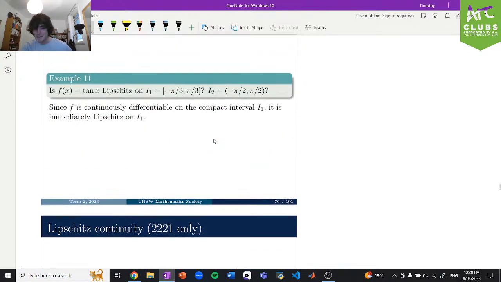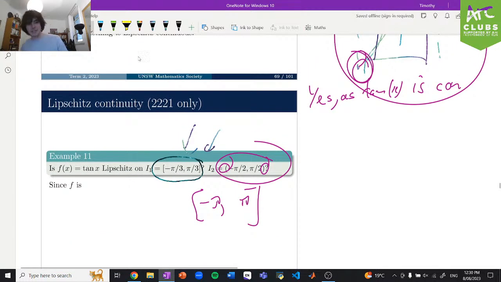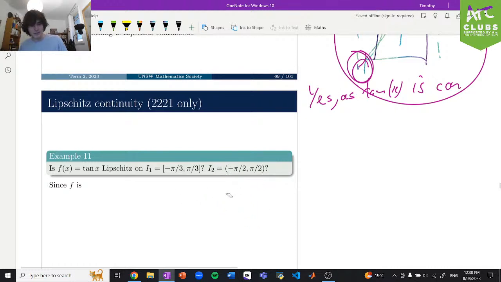So then the next question you might have is, how do we actually figure out what the Lipschitz constant is, especially for this region here? So we know it's Lipschitz. How do we figure out what that constant is?